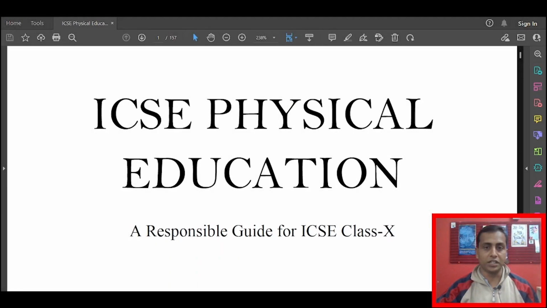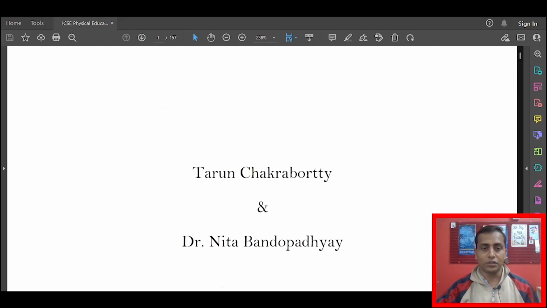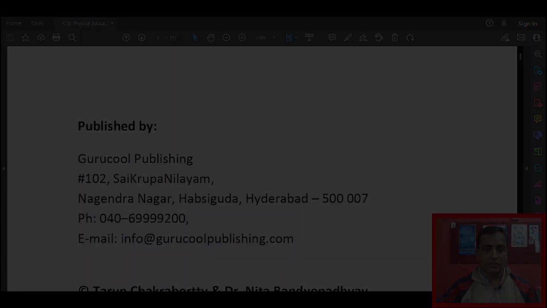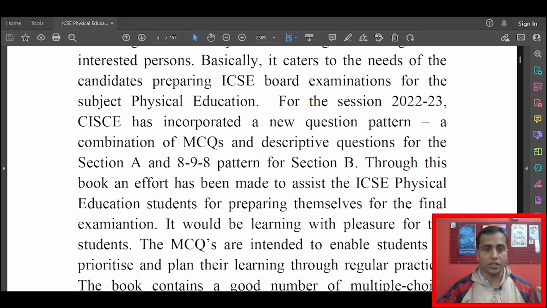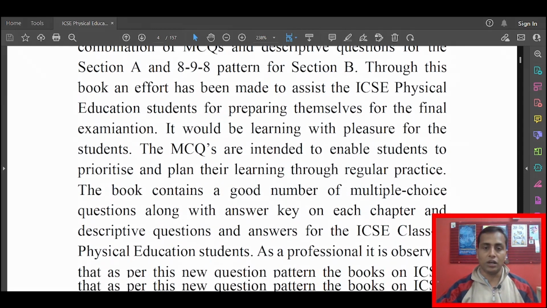As you can see, it is written ICSE Physical Education, a responsible guide for class 10 ICSE. Me as well as my guide Dr. Nita Bandyopadhyay have contributed to write the book. You can see it is written for the session 2022 and 2023. CISE has incorporated a new question pattern, a combination of MCQs and descriptive questions for section A and the 8, 9, 8 pattern for section B. So in this book the questions have been made in such a way.